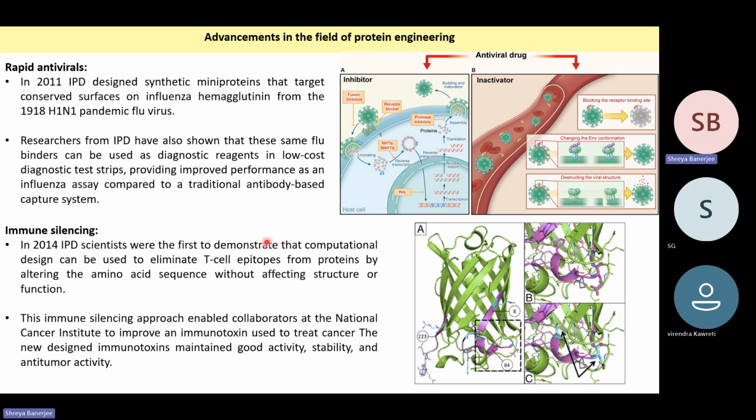So it was completely designed computationally, and they had shown that computer software has advanced so much that you can completely design a protein computationally, and it was successful like the native protein and had the same structure and function similar to the native protein. And this immune silencing approach has been used to treat cancer with very good anti-tumor activity.